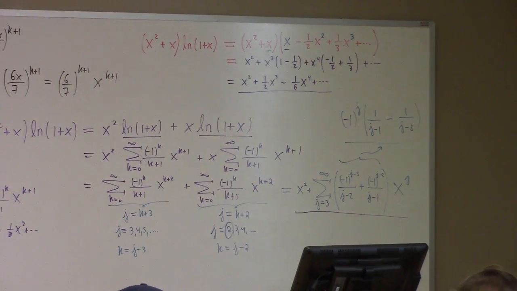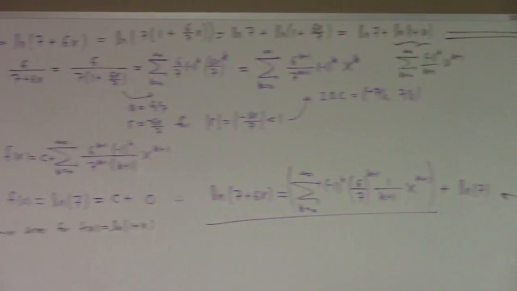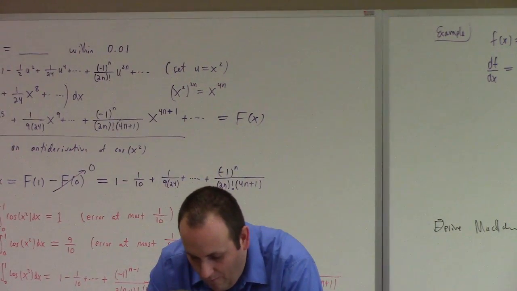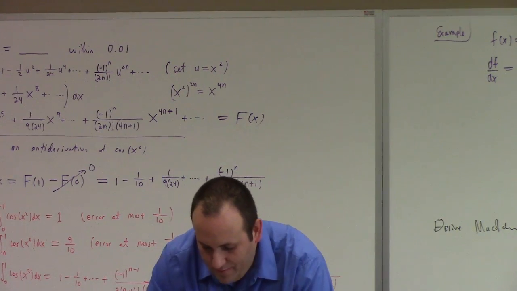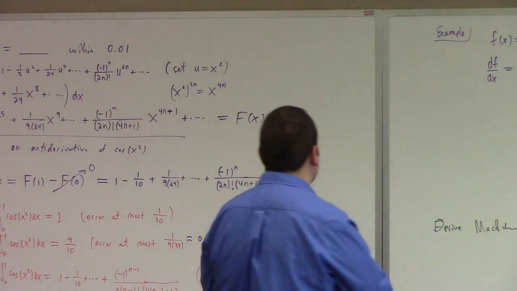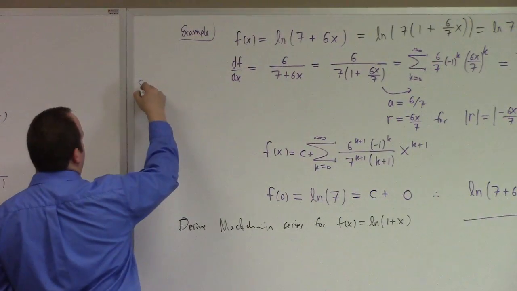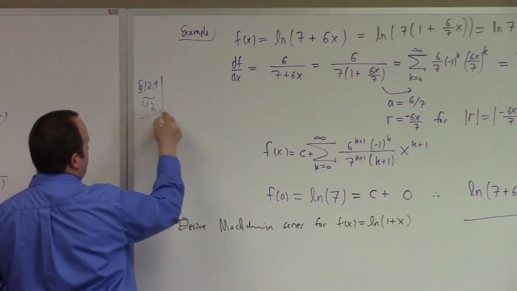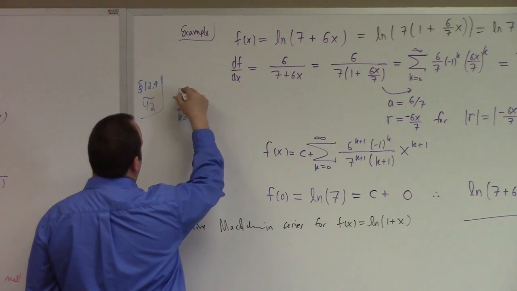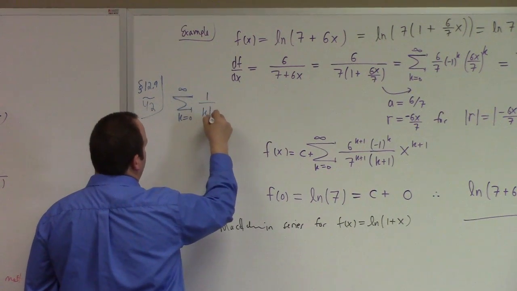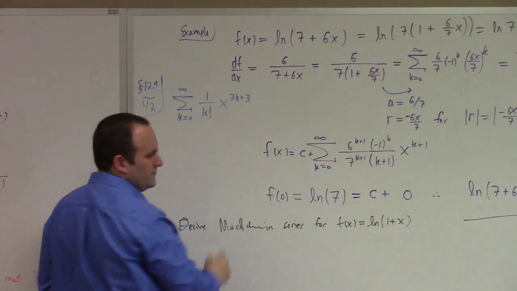42. We'll call this 42 tilde. Suppose you're asked to sum the following series. Sum k equals 0 to infinity, 1 over k factorial, x to the 7k plus 3.